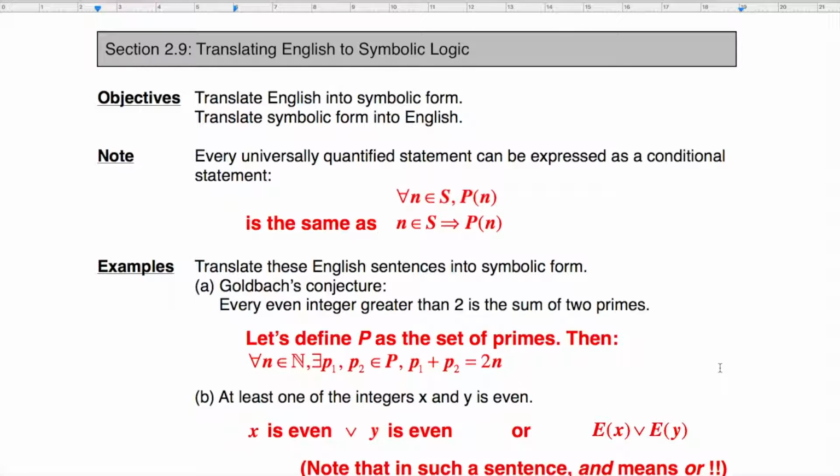Example B: at least one of the integers x and y is even. So what we mean here is that x is even or y is even. And notice how the word in English is "and", but really what it means is "or". X is even or y is even. So we can write it like that. If we've defined e of x to mean x is even, then we can also write it like that, e of x or e of y. And the important detail in this example is that "and" means "or". So never forget the logic from the English language.